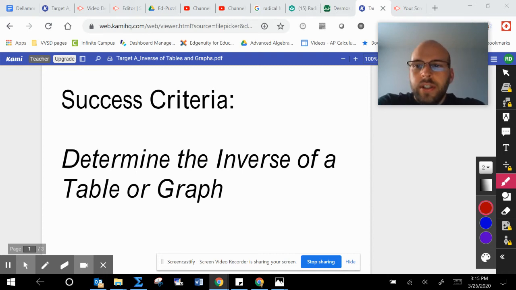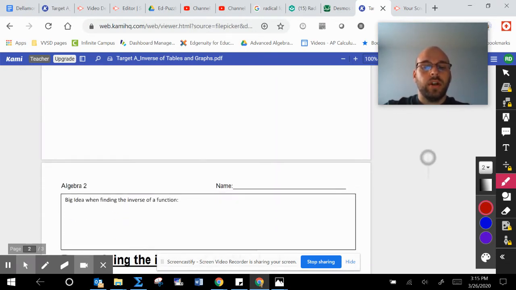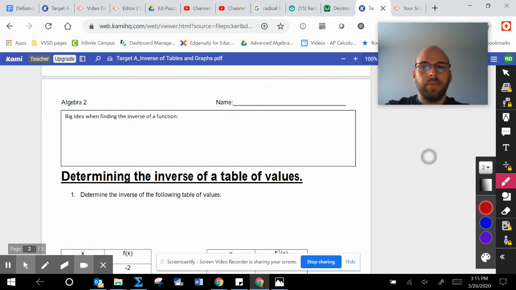Hi. So this is going to be the video for target A, finding the inverse of tables and graphs. Our success criteria is that for every table and graph that I give you, we want to be able to find the inverse of it. I have a few problems set up. Before we get to the problems, we have kind of this big idea.